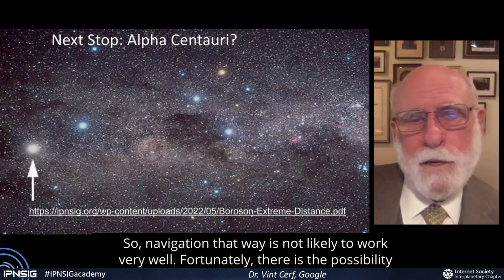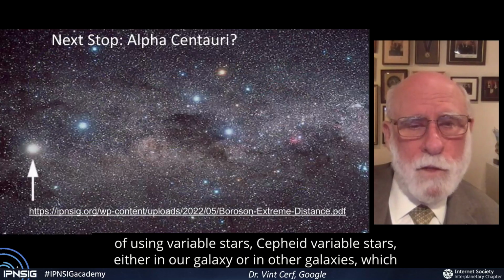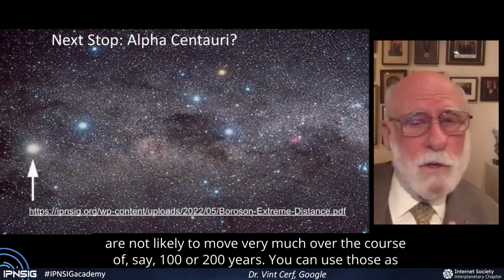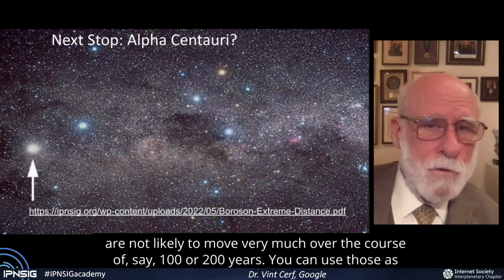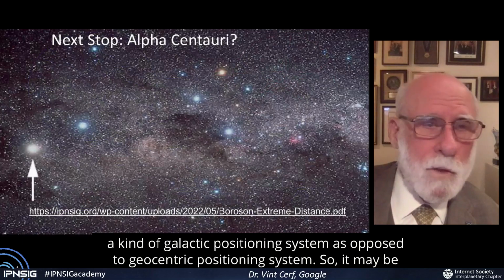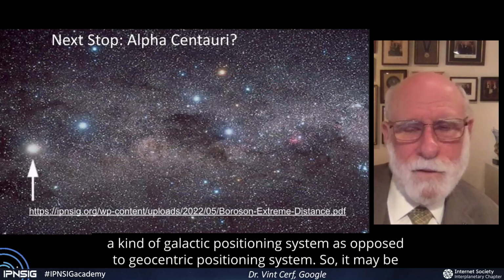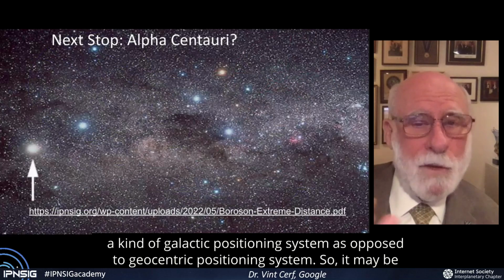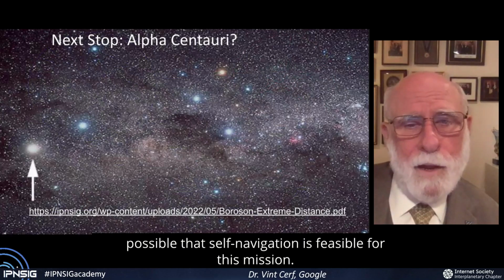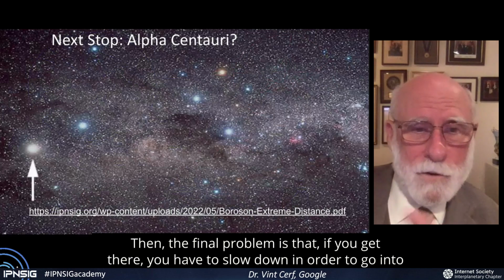Fortunately, there's the possibility of using variable stars, Cepheid variable stars, either in our galaxy or in other galaxies, which are not likely to move very much over the course of, say, 100 or 200 years. And you can use those as a kind of galactic positioning system as opposed to a geocentric positioning system. And so it may be possible that self-navigation is feasible for this mission. And then, of course, the final problem is that if you get there, you have to slow down in order to go into orbit.